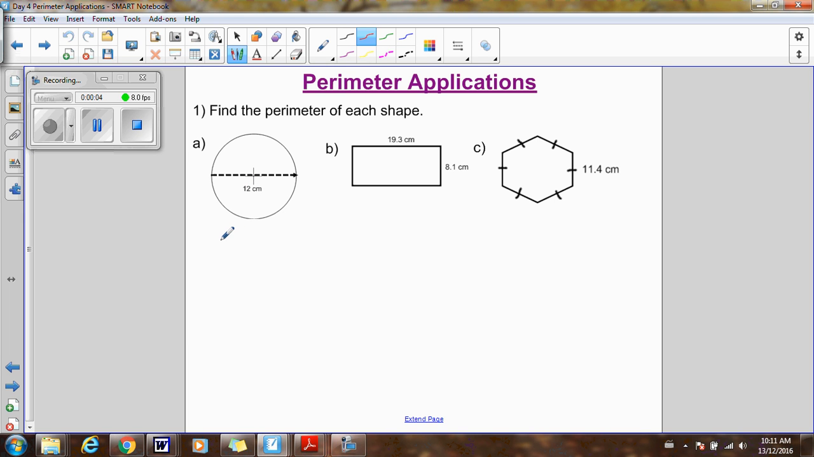Hi everyone, we're going to continue our discussion about the perimeter that we started yesterday. So today we're going to look at some of the applications of perimeter. So let's go through a few examples here.